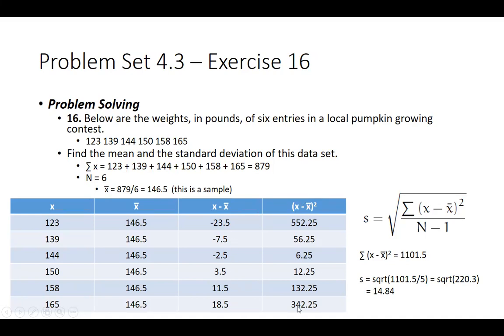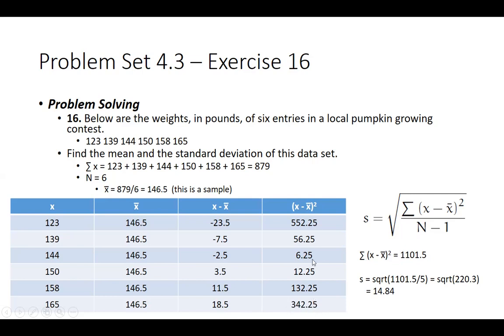We need the squares next. So square the difference column. Negative 23.5 squared is 552.25. Negative 7.5 squared is 56.25. Negative 2.5 squared is 6.25. 3.5 squared is 12.25. 11.5 squared is 132.25. And 18.5 squared is 342.25.